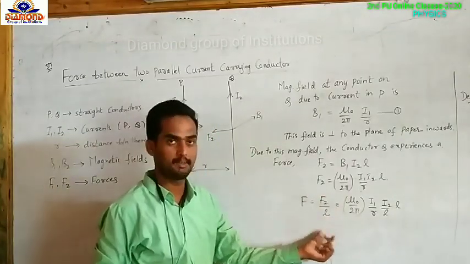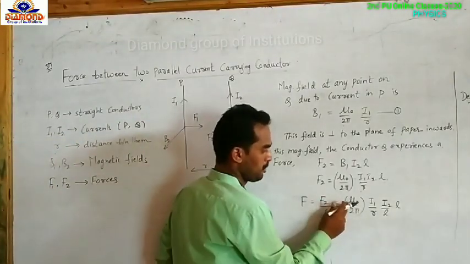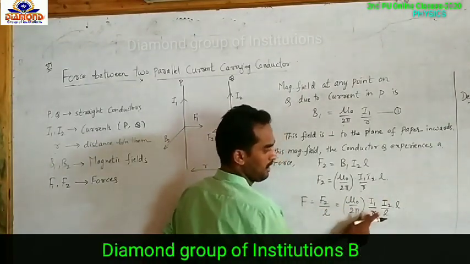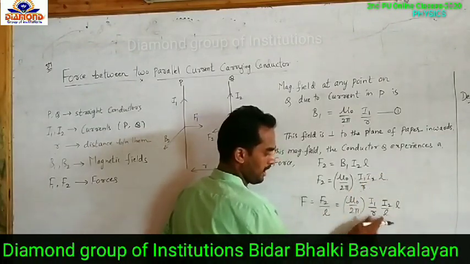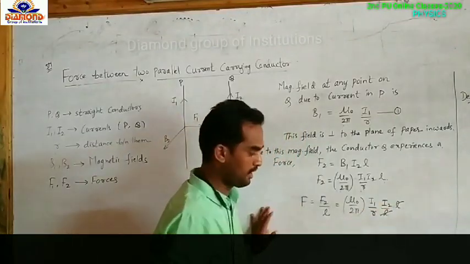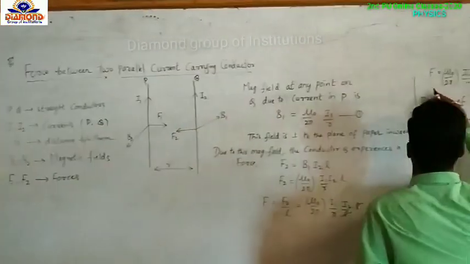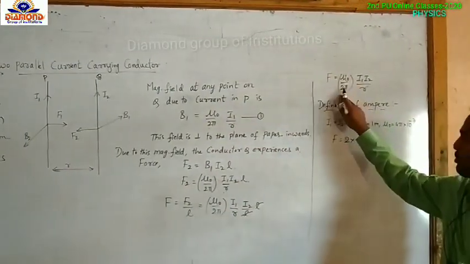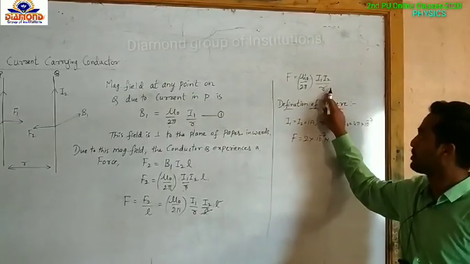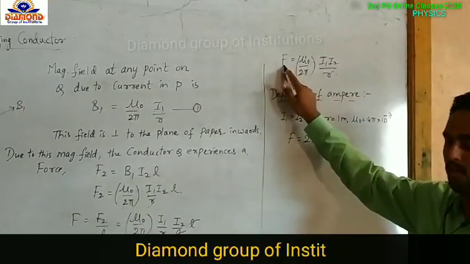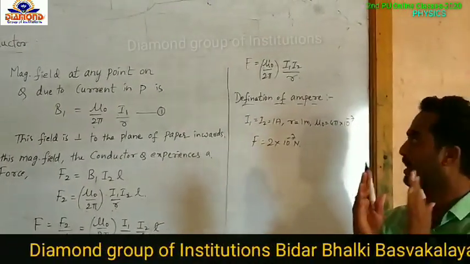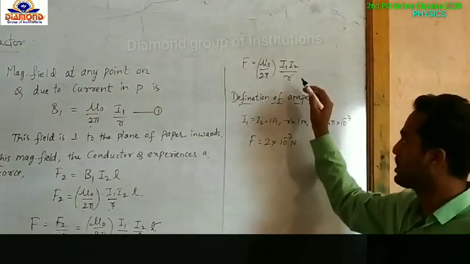So force per unit length becomes F equal to mu naught by 2 pi into I1 into I2 divided by R, into L, divided by length. Per length means we are dividing by length, so L gets cancelled. The final answer is F equal to mu naught by 2 pi into I1 into I2 divided by R. This is the expression for the force when current passes through two straight parallel conductors separated by the distance R.